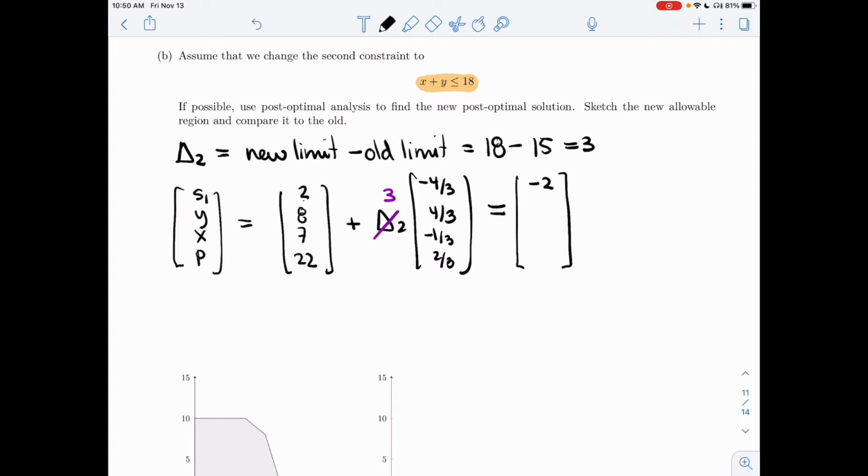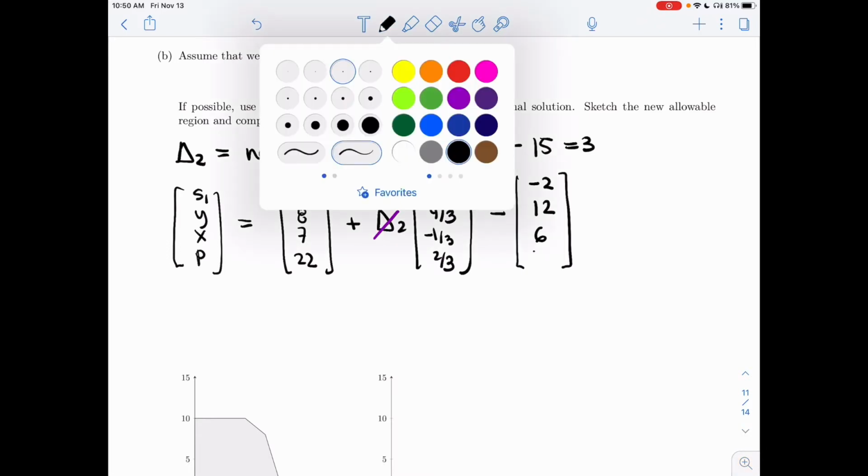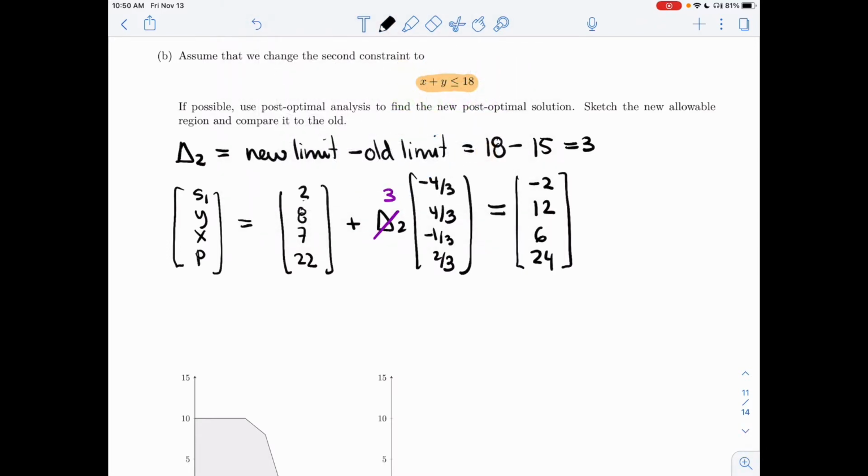Let's still compute the rest of it so we could see exactly what's going on in the sketch. So 8 plus 4, that's 12. That one was fine. 7 minus 1 is 6, and 22 plus 2 thirds, right? So 22 plus 2, that's 24. Right, so since S1 equals minus 2, that's not allowed.